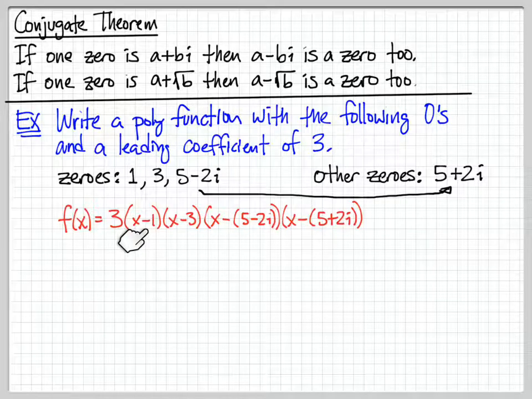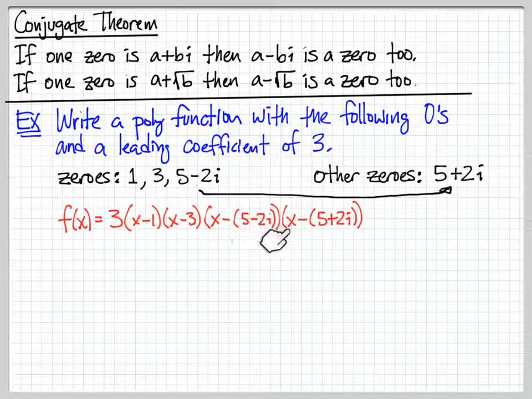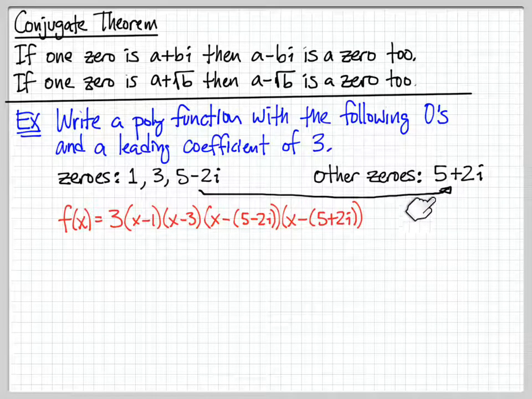And then we can write all the different factor terms like this. We have a 0 at 1, so we write x minus 1. We have a 0 at 3, so we write x minus 3. And then we have a 0 at this number 5 minus 2i, so we write that down, x minus 5 minus 2i. And x minus our last 0, 5 plus 2i.